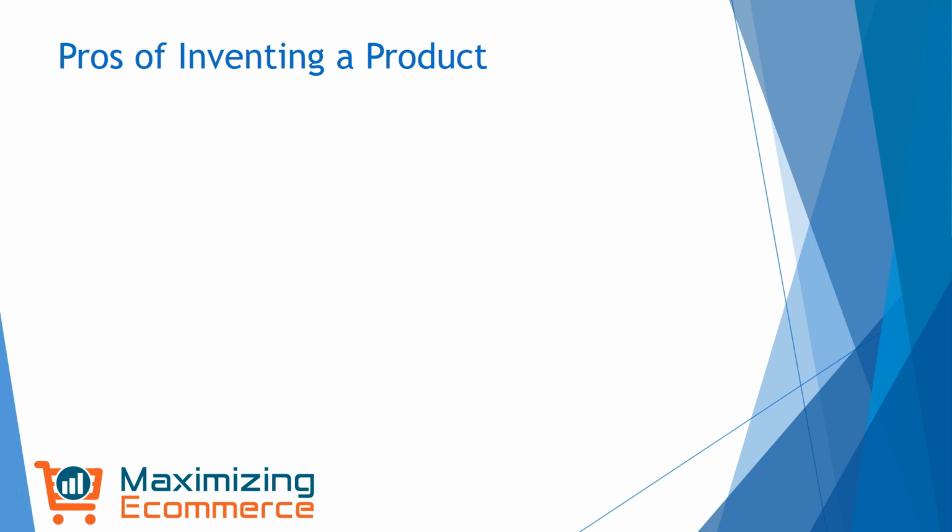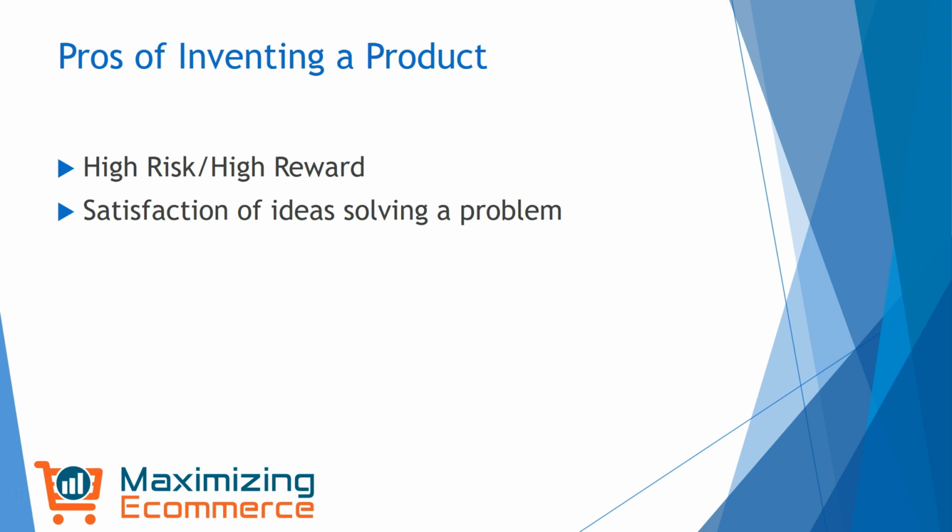Now, the pros of inventing a product are that you have high risk, but you also have high reward. So if you invent the right product, you could be a billionaire. But there's that high risk part there. You have the satisfaction of your ideas could be solving an actual problem people are having. It could be a whole new thing. Sometimes people didn't even know they needed. Like, there's a quote from Henry Ford that if we went out and asked the market what they wanted in the beginning, they would have said a better horse and buggy, not a car. So that's how they came up with cars, because they knew that's what people needed.